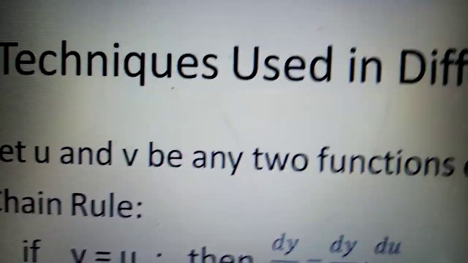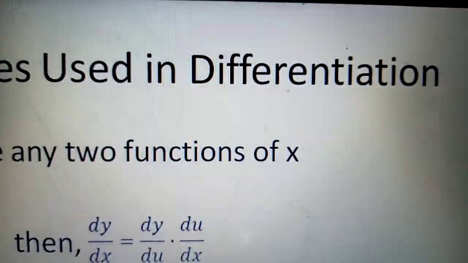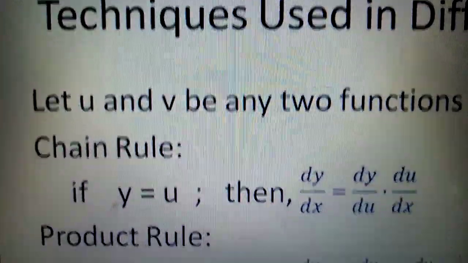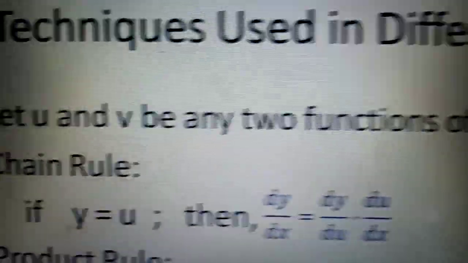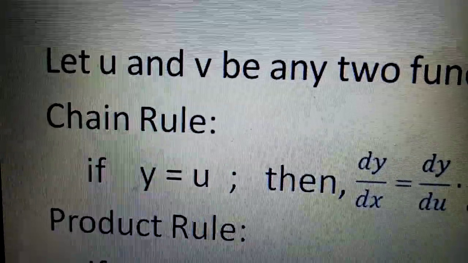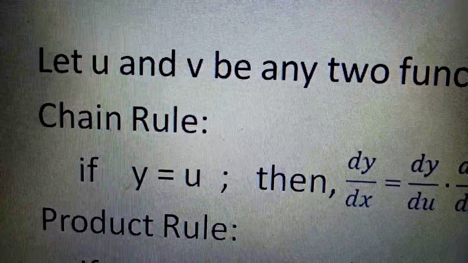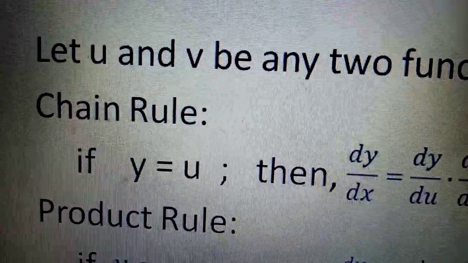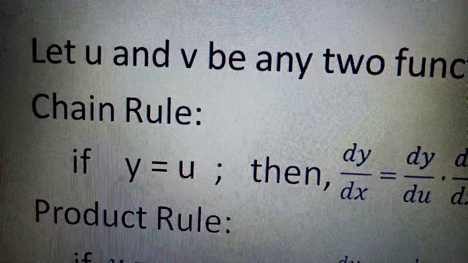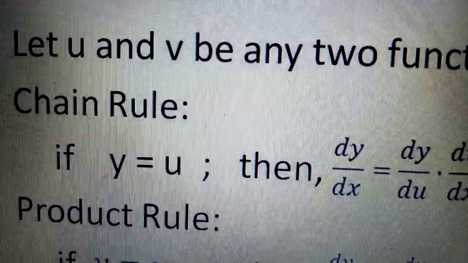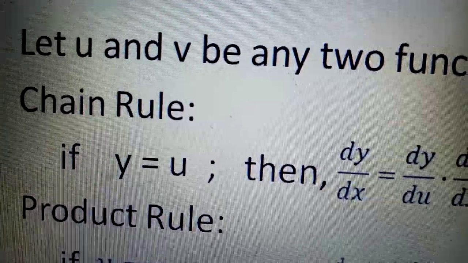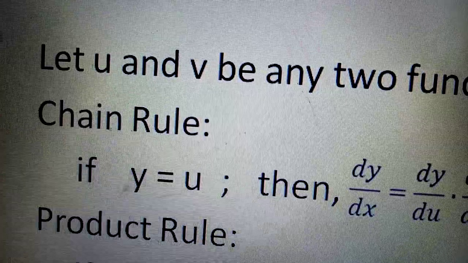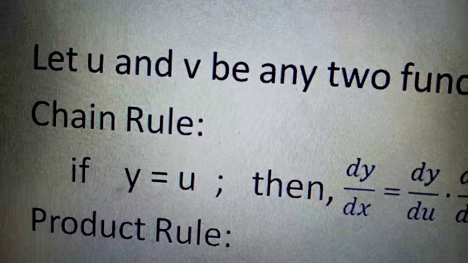So, techniques used in differentiation. The following techniques come in handy in differentiation. Let u and v be any two functions of x. Then for the chain rule, we have y equals u, which means y is a function of u and u itself is a function of x. So if you now want to move from y to x, that means we want the differentiation of y with respect to x.